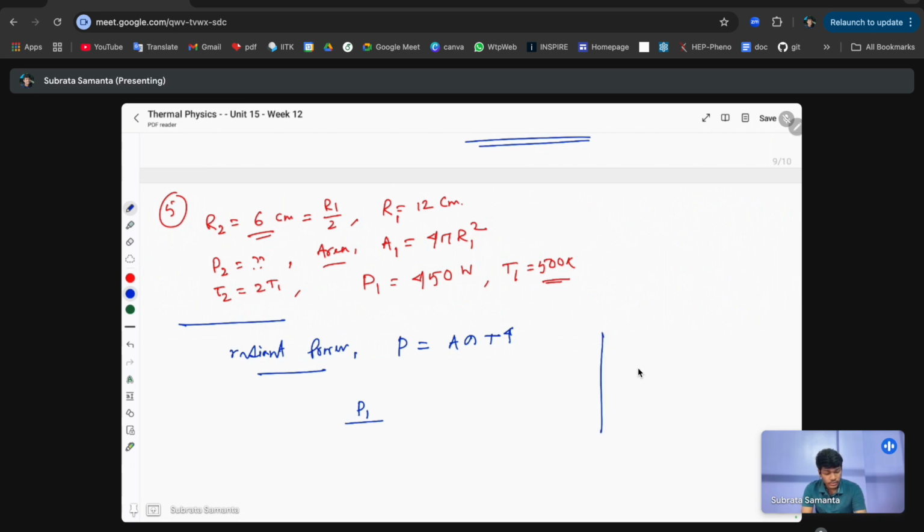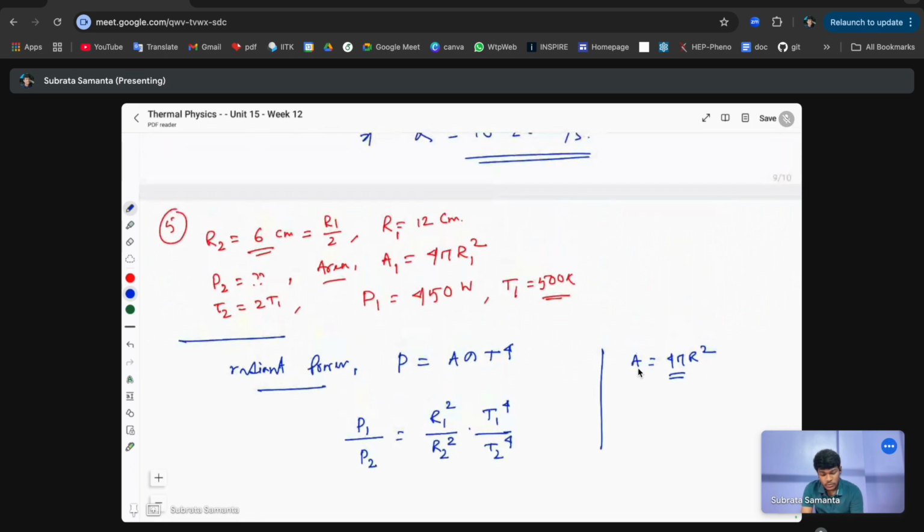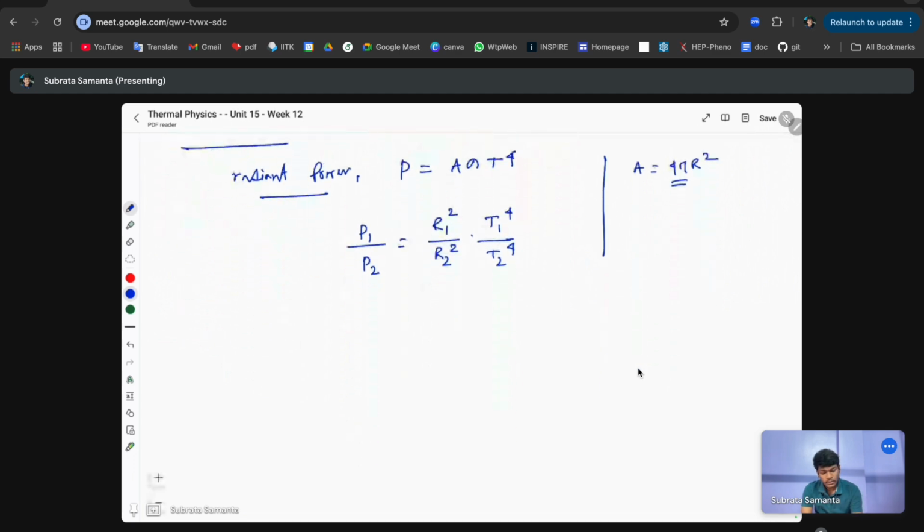So it's a universal constant. Your area A is basically 4 pi r square, right? So that means P1 over P2 is basically R1 square over R2 square times T1 to the power 4 over T2 to the power 4. This 4 pi is also constant. Now in the problem, R2 is basically R1 over 2 and T2 is 2T1.